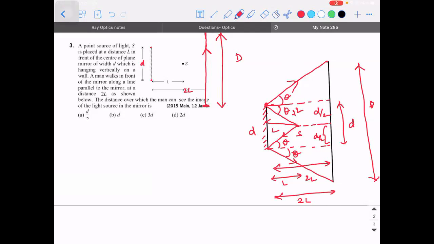Sir, on the D, above and below mark X, sir. The excess length, yes, sir. So then we can find X in terms of something like that. X by 2L, what will it be? Tan theta. So X is equal to 2L tan theta.